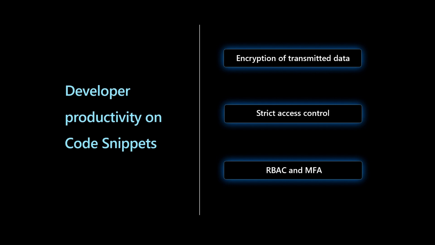And finally, we have RBAC and MFA, that's role-based access controls and multi-factor authentication. People who require access to code snippets or the data must adhere to role-based access controls. Additionally, multi-factor authentication is implemented to add an extra layer of security. This ensures that only authorized individuals can access the data.